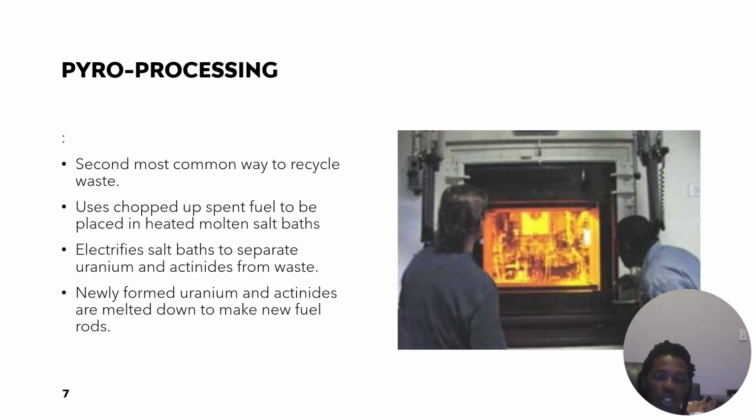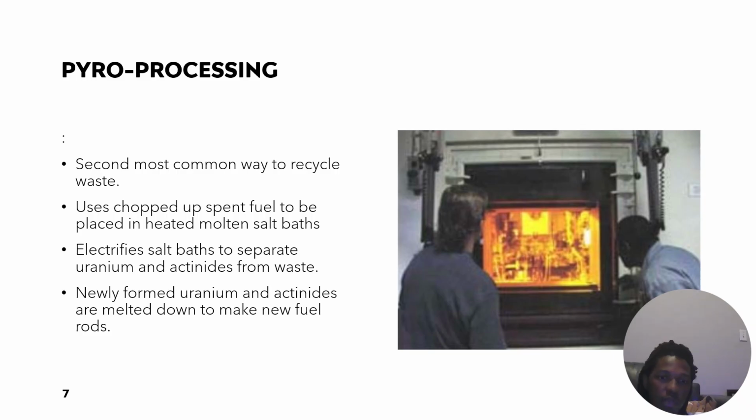actinides, which are just elements on the periodic table from atomic number 86 to 103. And it separates those elements and products from the other more radioactive waste.